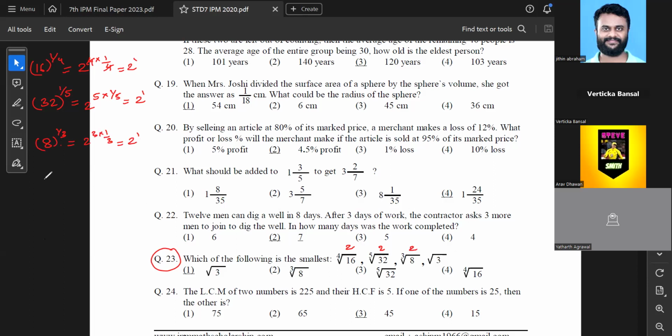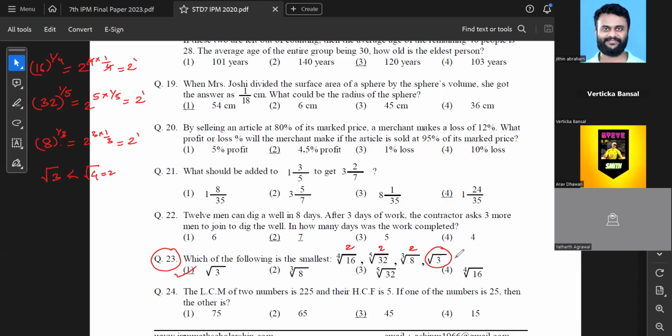And what is root 3? Obviously, root 3 is less than root 4. Root 4 is equal to 2. Root 3 is less than 2. Even if you don't know the value of root 3, you know one thing: root 3 is definitely less than 2. Therefore, I can say that this is the smallest number.